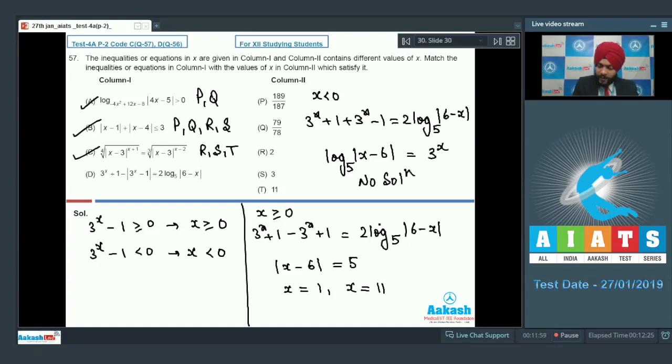So if x is positive, two solutions, x equal to 1, x equal to 11. If x is negative, no solution. Ultimate solution set contains two elements. According to the options given in column 2, I have only T as the correct match for D part. Okay. Let us move on to next section now, which contains integer type problems.